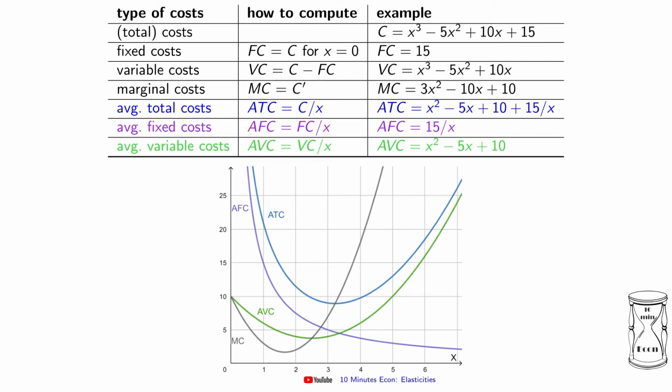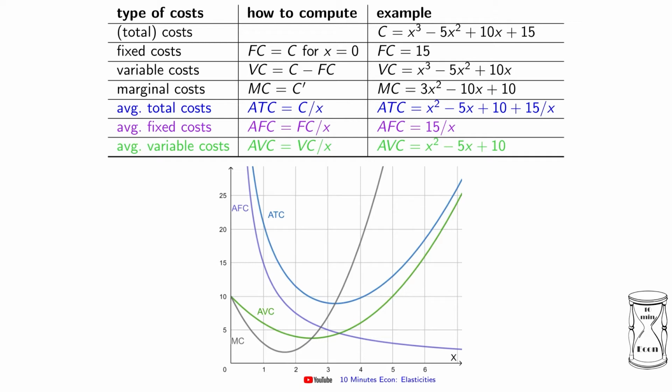All right, let's go. Let's have a very short discussion of the different cost functions that we usually face in economics. On top, you see a table. In the left column, you see the different types of costs you usually have to deal with. In the middle, you see the general formula how to compute them. And in the right column, you see an example with a specific cost function.